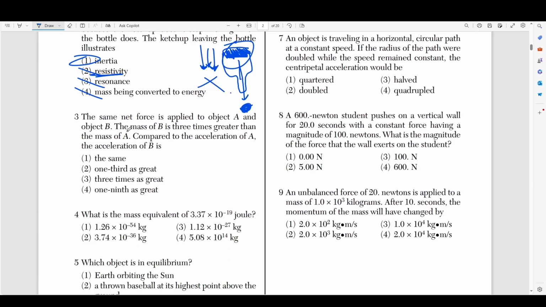Number three says the same net force is applied to object A and object B. The mass of B is 3 times greater than the mass of A. Compared to the acceleration of A, the acceleration of B is what? Well, here we're dealing with net force, which is F net, and we're dealing with mass, and we're dealing with acceleration. And we're trying to find acceleration from F net and mass.